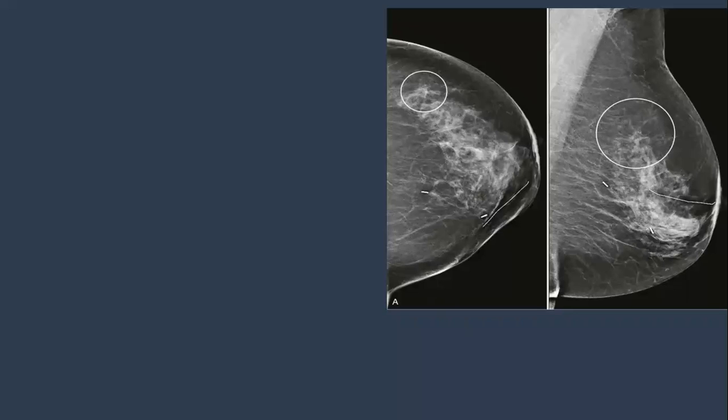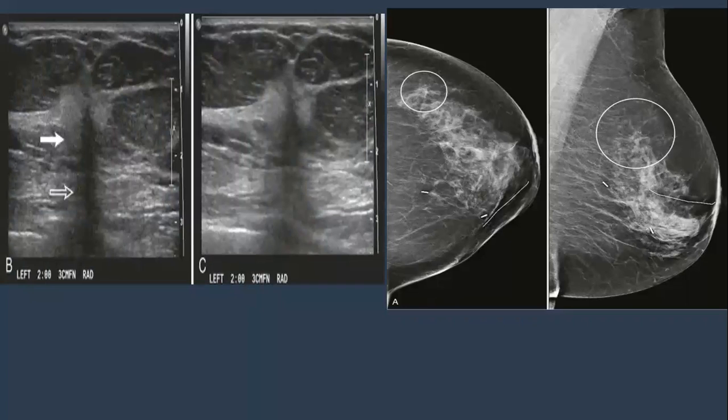Because this is a true architectural distortion, maybe a different entity from the previous one. Why did you say different from the previous? Because it's very far away from the area. Excellent. This is what I'm waiting for you to say: this is far away from the site of previous intervention. So I have to consider it as a new lesion. This is not the area of intervention to call it scarring. I have to proceed. And this is the ultrasound.